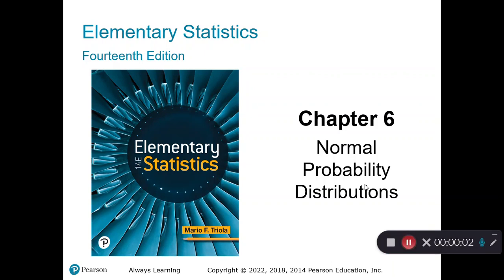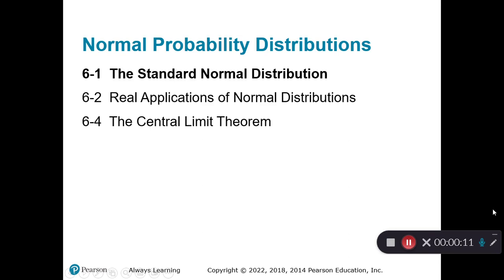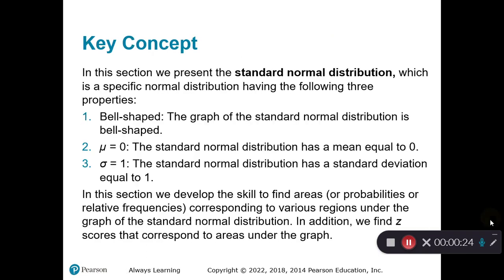In Chapter 6 of our course, we're going to explore normal probability distributions. Even though the textbook has 4 sections in Chapter 6, we are going to be skipping over Section 6.3, which deals with sampling distributions. Here in this first section, we're going to introduce the standard normal distribution.